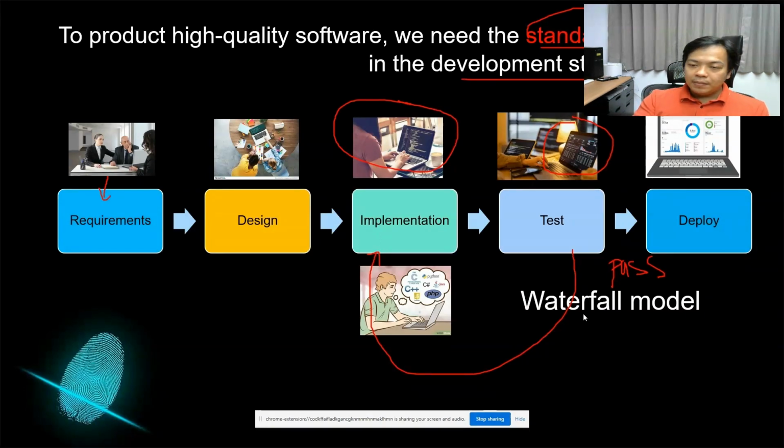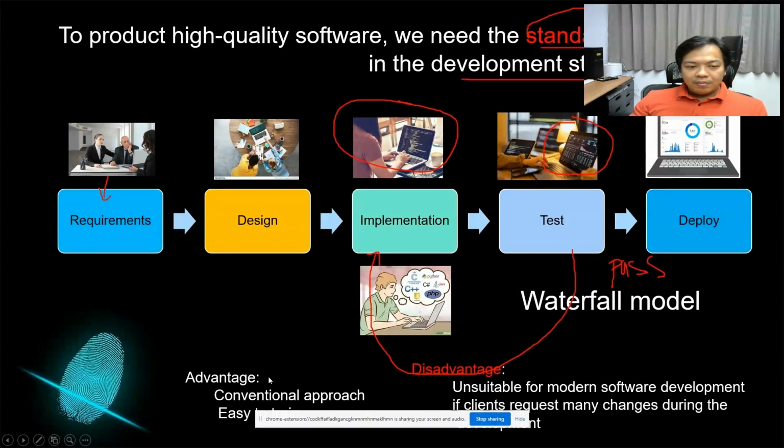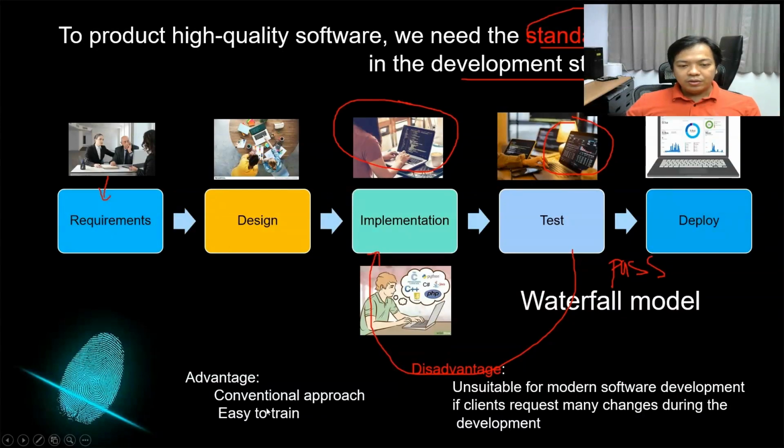This is very famous, but it is from long ago, about 50 years or longer. It has some advantages. This model is a conventional approach and is very easy to train for everyone, because everyone can follow it, as it is easy to understand step by step. But the disadvantage is that it is very unsuitable for some modern software development, because if I give an example like this.